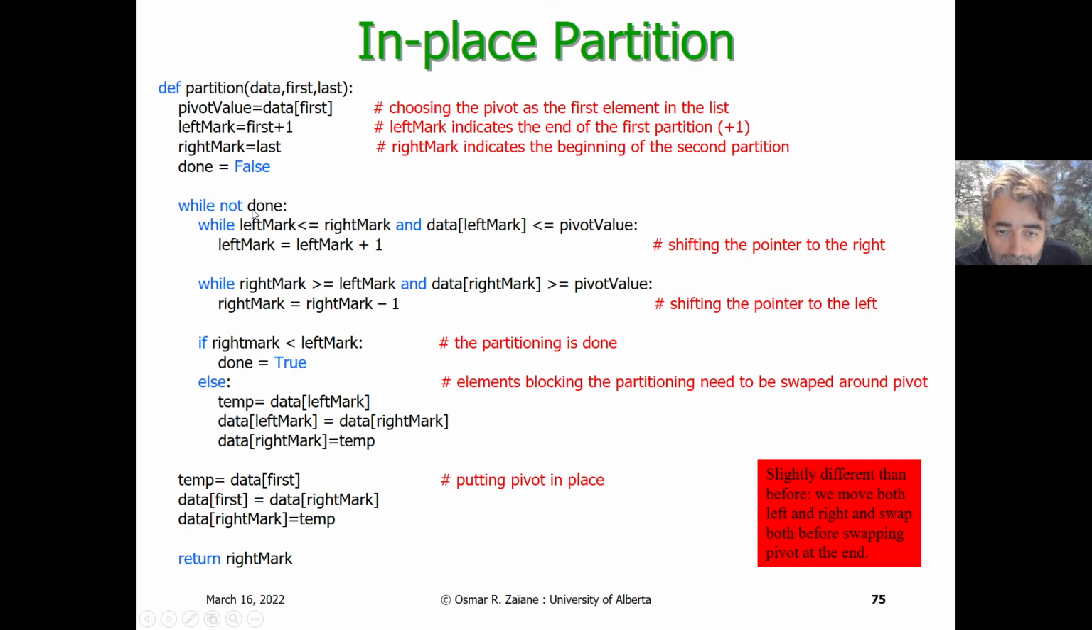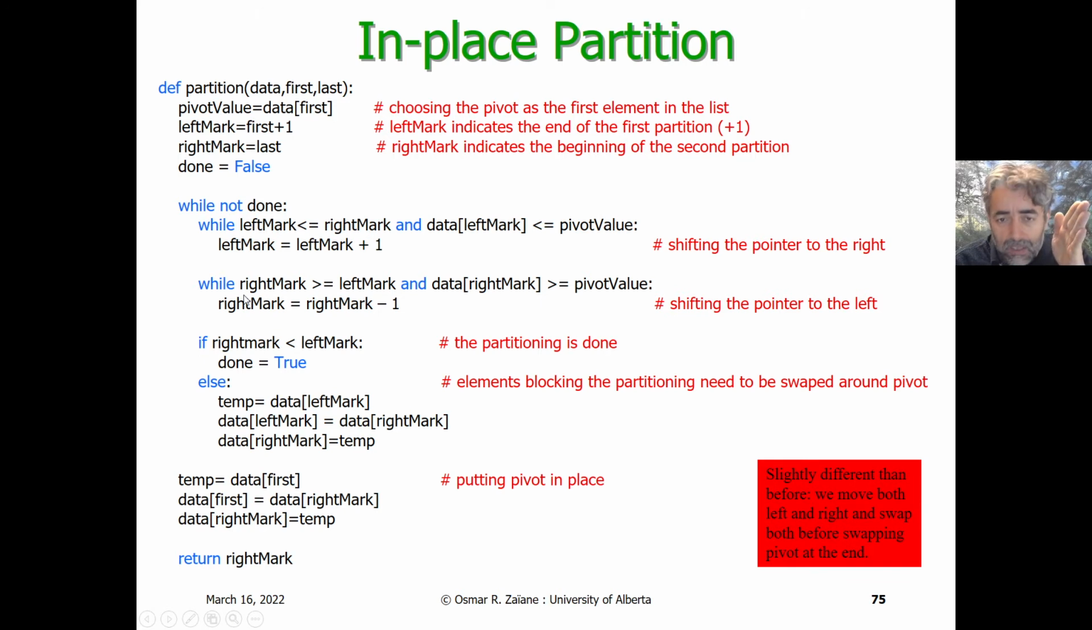Well, I have another loop that says while the left mark is still smaller than the right mark, so they haven't crossed each other yet, and the data at the left mark is smaller or equal than the pivot value, so that's fine, leave it there. So while it's there, move forward. Left mark is equal to left mark +1. So my left mark is moving towards the right mark that is still waiting. Once I stop here, why did I stop here? I stopped here because suddenly the left mark has crossed with the right mark, or actually I found an element that is bigger than the pivot. Okay, so my left mark is indicating an element that is bigger than the pivot.